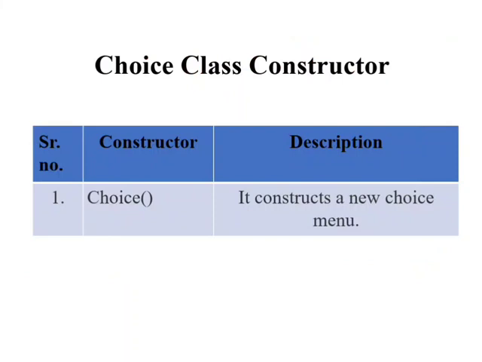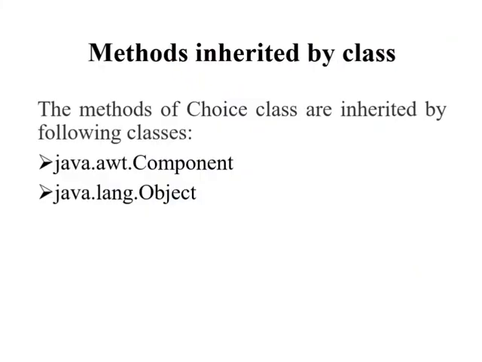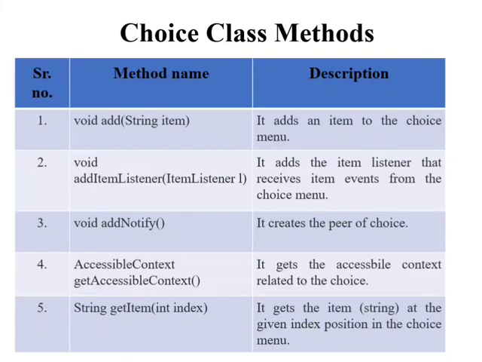Next is the Choice class constructor. Choice() constructs a new choice menu. The Choice constructor is used to construct a new choice menu. Next are the methods inherited by the class. The methods of the Choice class are inherited by the following classes, that is java.awt.Component, java.lang.Object.